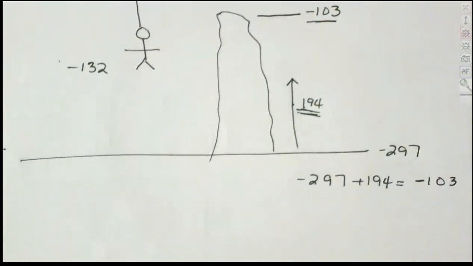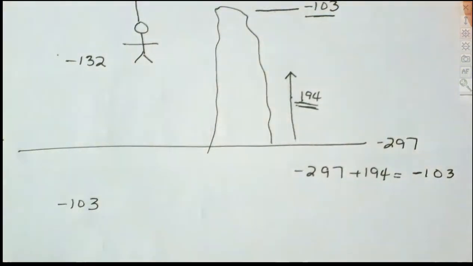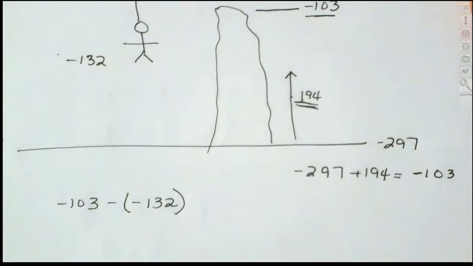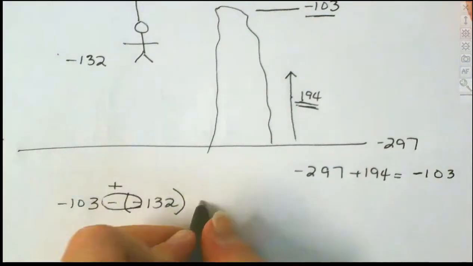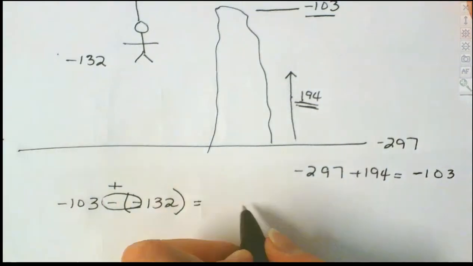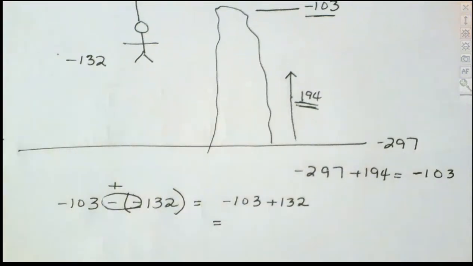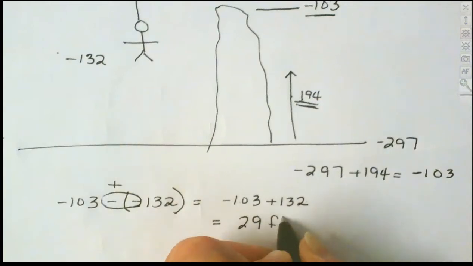So what we can do is just subtract those. We've got a minus 103, that's the height of that rock. We're going to subtract off the height of the diver, which is a minus 132. We know the double negative is going to make that positive. And so now we've got minus 103 plus 132, and we can add those together. We subtract them from each other because these are different signs. The larger sign's positive, so we've got 132 minus 103. That's going to give you a difference of 29 feet. So it's 29 feet below.